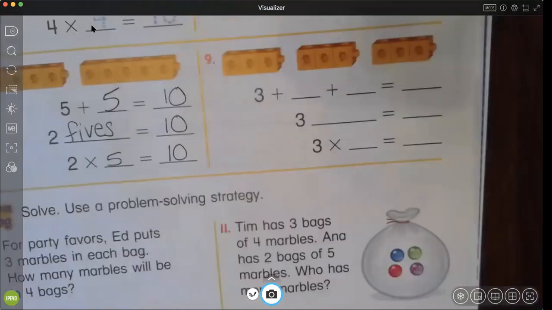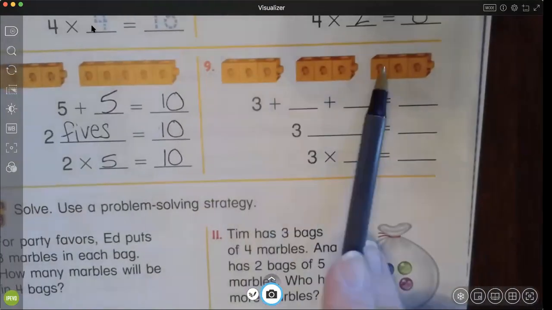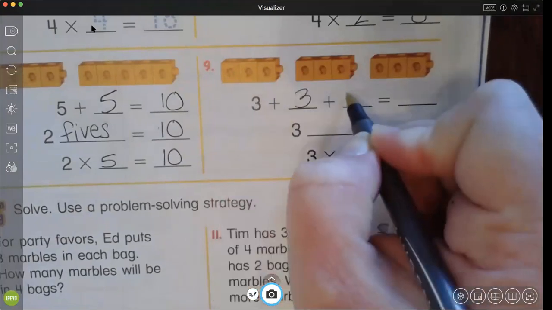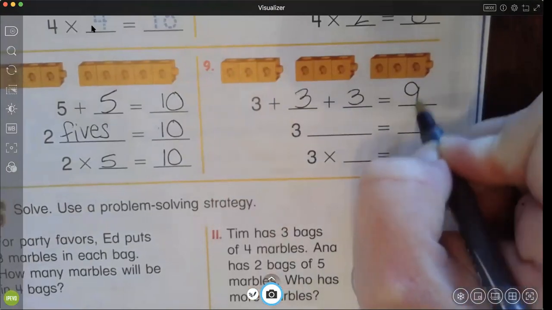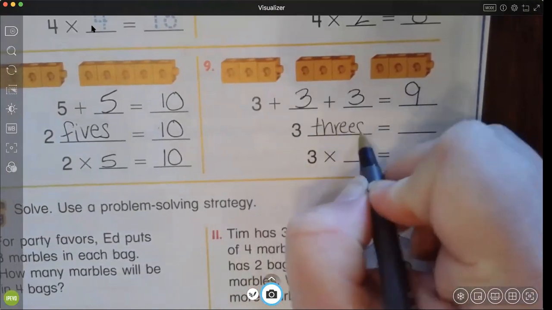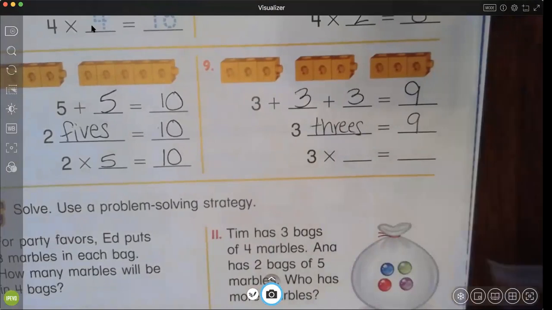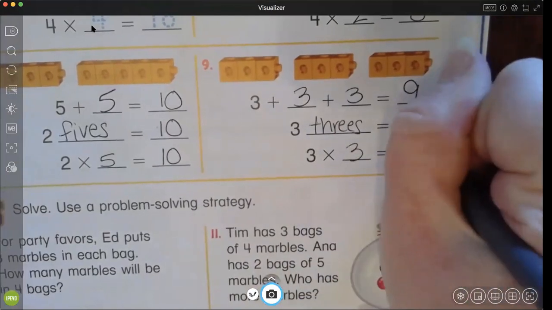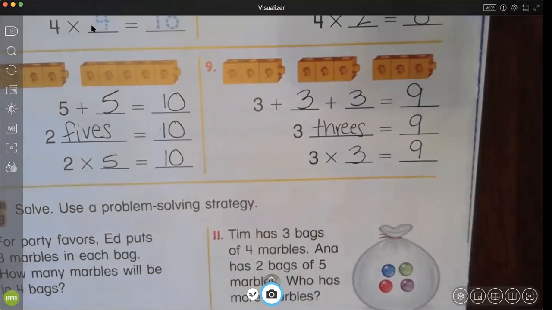All right, and number 9. We have 3 groups of 3. So we're going to have 3 plus 3 plus 3, 3 times equals 9. We have 3 threes. That sounds funny. 3 threes. And we have 3 times 3, which also equals 9. Okay.